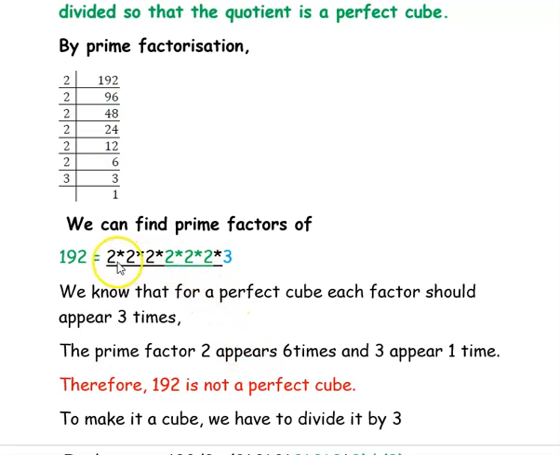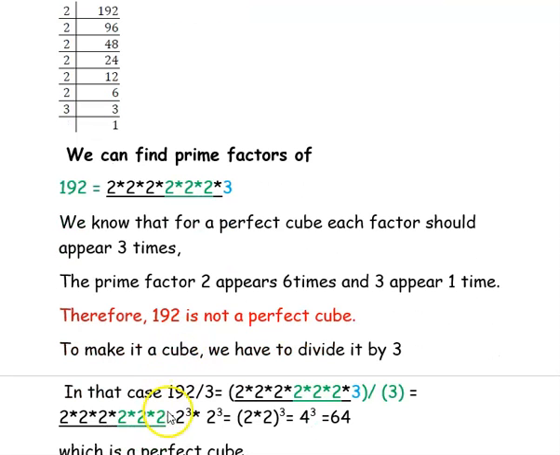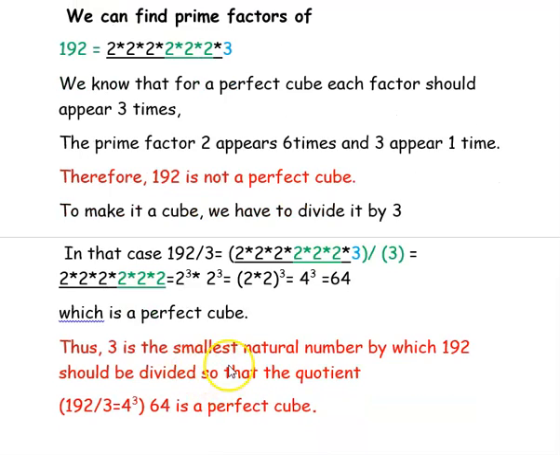So to make it a perfect cube, from this itself we can say, if you divide this 192 by 3, then this 2 appears 3 times, the second 2 will also appear 3 times. So that number will become a perfect cube number. So we are dividing 192 by 3. If you divide it by 3, you will get 2 cube into 2 cube. Since the power is same, you can multiply the base. So 2 into 2 cube, that's 4 cube, which is nothing but 64. So 64 is a perfect cube number. So we can say 3 is the smallest natural number by which 192 should be divided, so that the quotient, 192 divided by 3, that's nothing but 4 cube, that is 64, is a perfect cube.